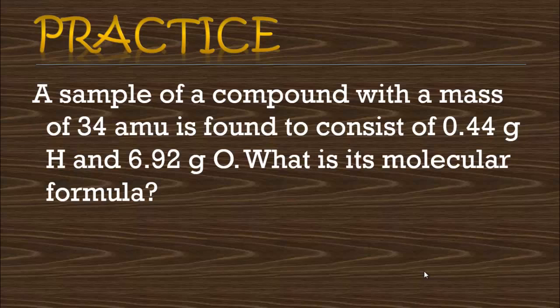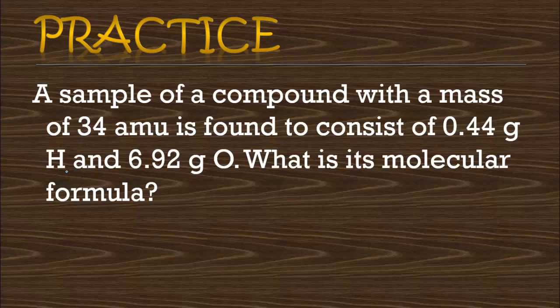So what if we are not given the empirical formula? So we have a sample of a compound with a mass of 34 AMU is found to consist of 0.44 grams of H and 6.92 grams of O. And we want to know its molecular formula. Well, you can see we can't just add the 2 and get 34. And since we don't have an empirical formula, guess what you got to do? You got to find one.